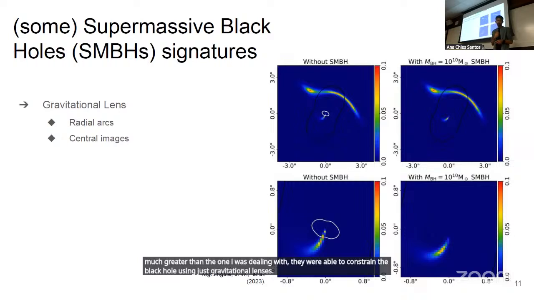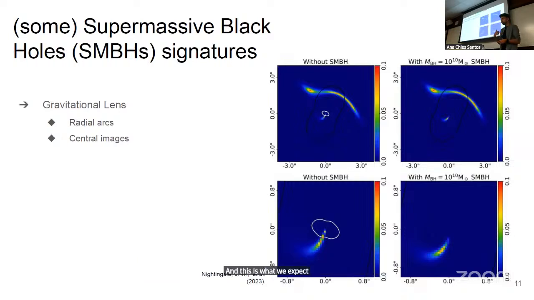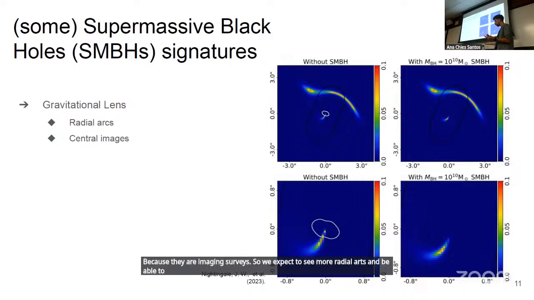And this is what we expect to do with Euclid and CSST, because they are imaging surveys. So we expect to see more radial arcs and be able to detect more black holes.